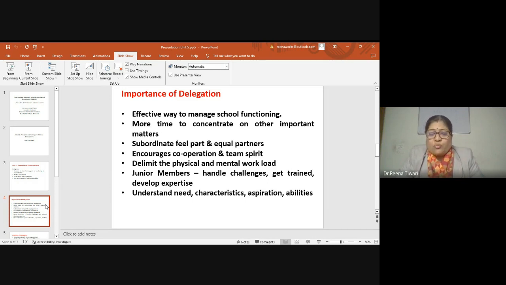They get trained to perform different tasks, and gradually, by performing those tasks again and again, they even develop expertise in those tasks. And for this, it is very essential that the head teacher should understand the staff. Until and unless the head teacher knows the needs of individual teachers, their characteristics, their aspirations, and the abilities and competencies in which they are very good, he or she cannot delegate the responsibility to a particular teacher. So understanding the teachers is very essential.